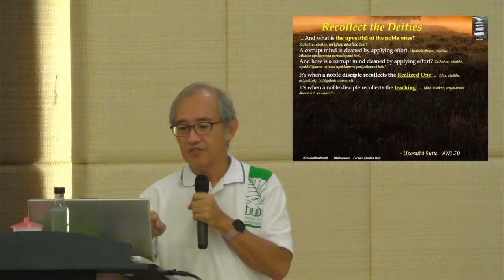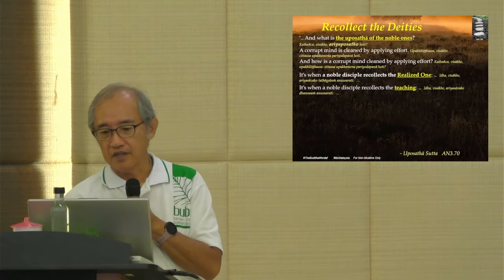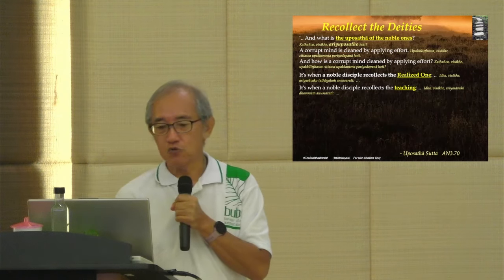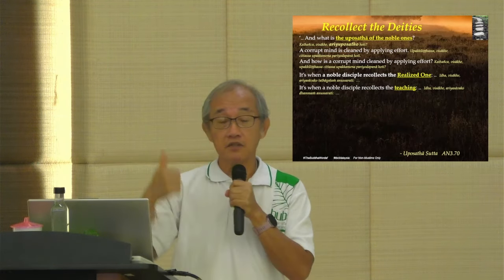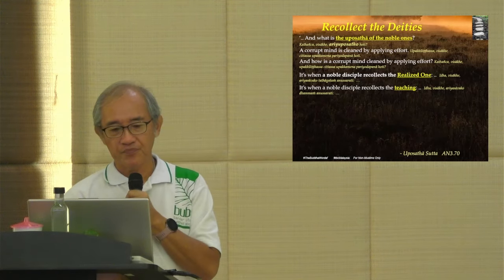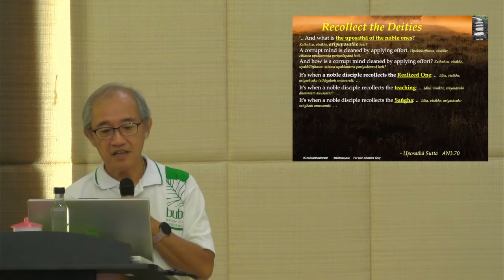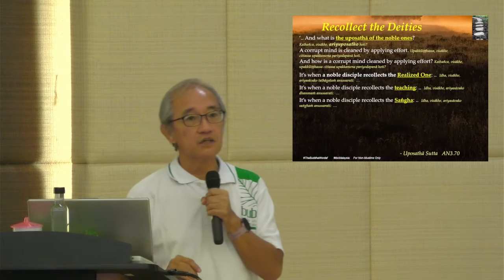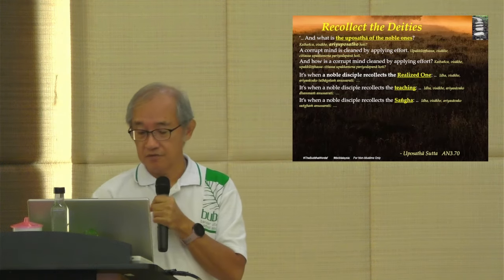And after that, it's when the noble disciple recollects the teaching. Okay, Arya Savako Dhammang Anusati, which means reflecting on the 6 qualities of the Dhamma, which we went through just now in the puja. It's when the noble disciple recollects the Sangha. Arya Savako Sangang Anusati, means reflecting on the 9 qualities of the enlightened disciples.